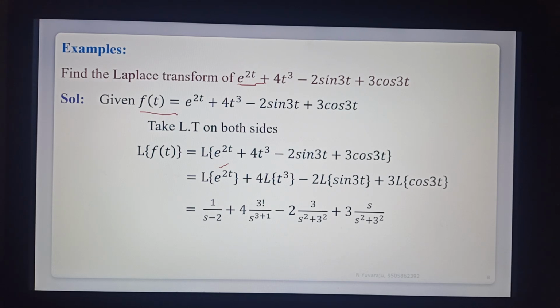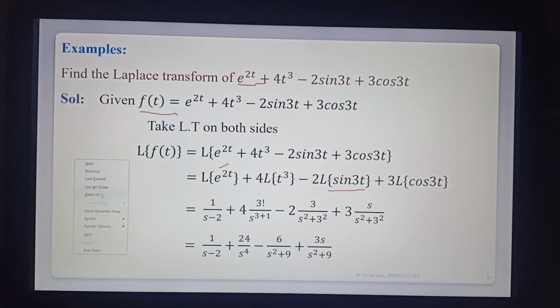For a positive integer n, the formula is n factorial by s power n plus 1, here n is 3. Then minus 2 into L of sin 3t; the formula for sin at is a by s square plus a square, so 3 by s square plus 3 square. Plus 3 into L of cos 3t; the formula is s by s square plus a square, where a is equal to 3. Using these basic formulas and simplifying, we get 1 by s minus 2 plus 24 by s power 4 minus 6 by s square plus 9 plus 3s by s square plus 9. This is the Laplace transformation of the given function.